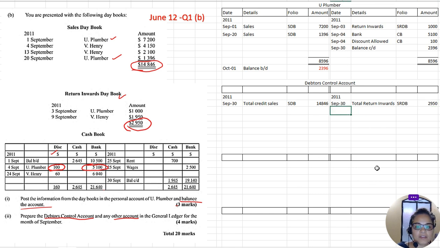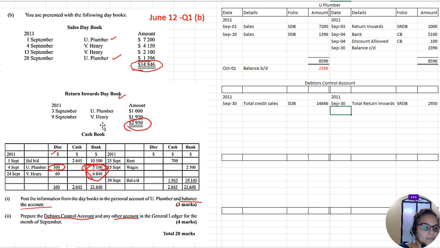Do we have anything else affecting our debtors control account? Any payments? Anything else? Any bounced check? Let's look at the cash book. So in your cash book, we have 2 payments received, U Plumber and V Henry. Now, the choice is yours if you want to list these. If you want to put U Plumber and V Henry bank and the discount that was allowed, right? Because everything affecting your sales, your debtors, all the payments that you receive will be on the debit side. So you now have U Plumber and V Henry paying you by check.